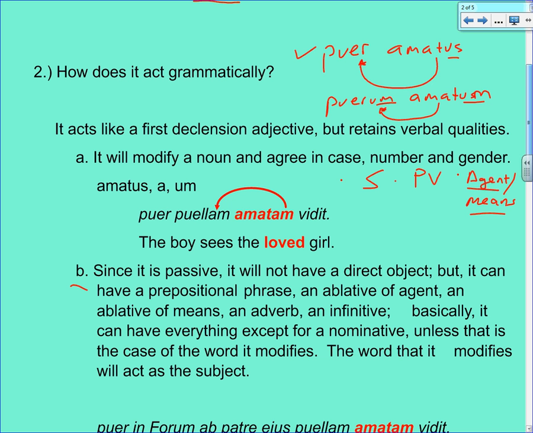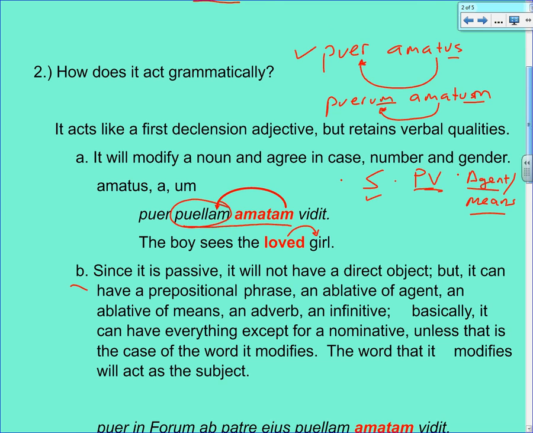So in this case, puellam, if I want to create a participle clause here, the girl is the one who's being loved. If I want to treat it like an adjective like I did here, that's fine as well. But for later on, if you want to think of the word that it modifies, puellam, being the doer of the act, or being not the doer of the action, but being the subject of the action. Because remember, passive voice, the subject is not doing the action, it's actually receiving.